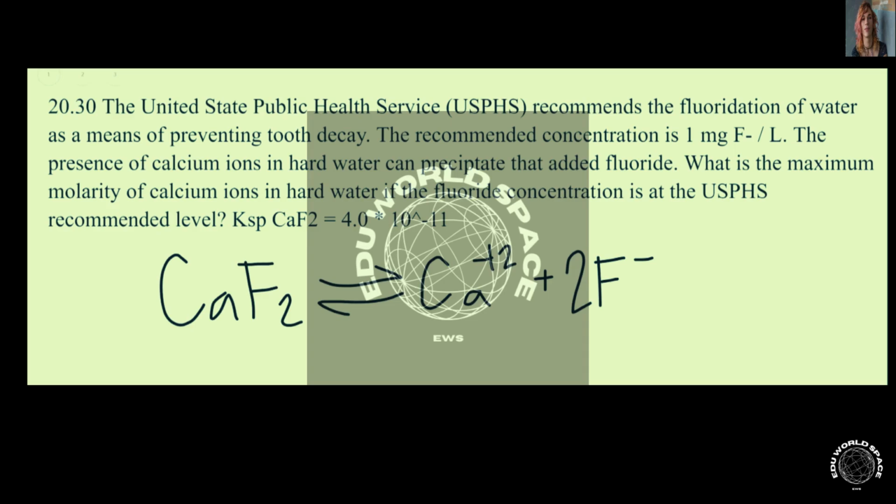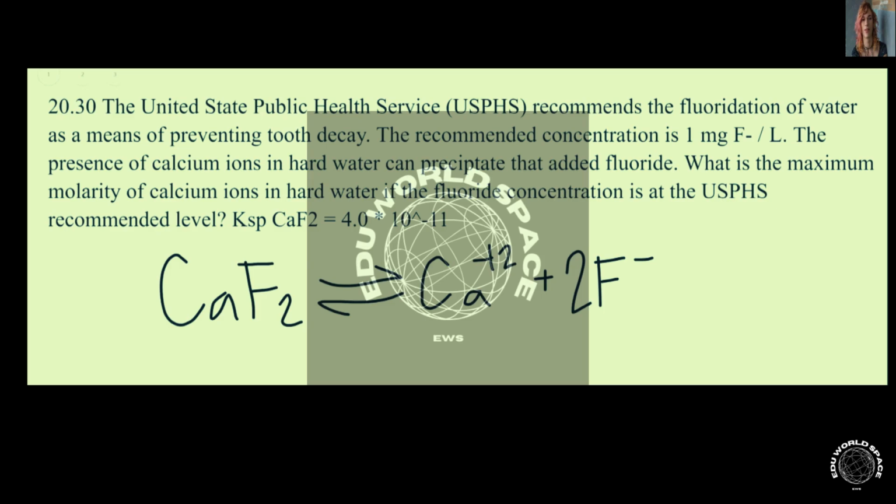The presence of calcium ions in hard water can precipitate that added fluoride. What is the maximum molarity of calcium ions in hard water if the fluoride concentration is at the USPHS recommended level? And then we're told that the KSP of calcium fluoride is 4 times 10 to the minus 11. So what is the KSP again?